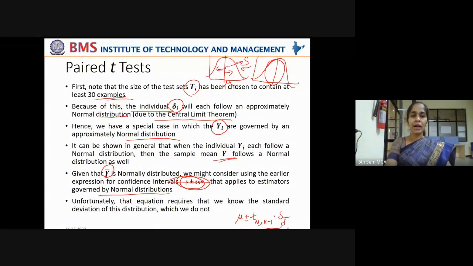We'll do that. Unfortunately, that equation requires that we know the standard deviation of this distribution, which we do not. We can write it as y plus or minus z and sigma. In this, y bar is known, z is known, but the standard deviation is not known because the confidence interval is not yet calculated.